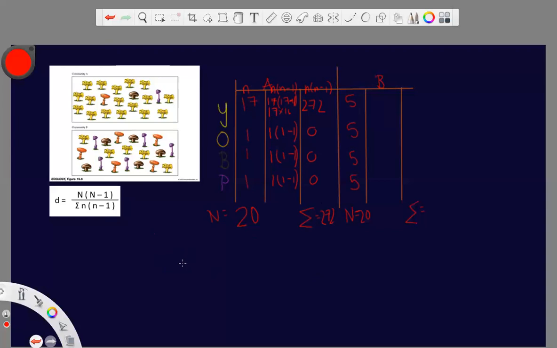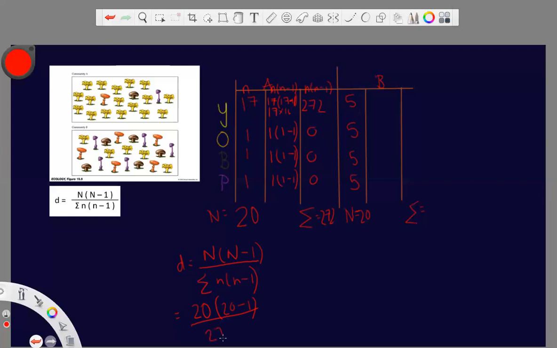So the equation is D is equal to big N times (big N minus 1) over the sum of small n times (small n minus 1). Our big N is 20 because there are 20 mushrooms in total, multiplied by big N minus 1, 20 minus 1, all over, well, we've worked this out. That's what this was, the sum of n(n minus 1). So we've added all those together and they're 272.